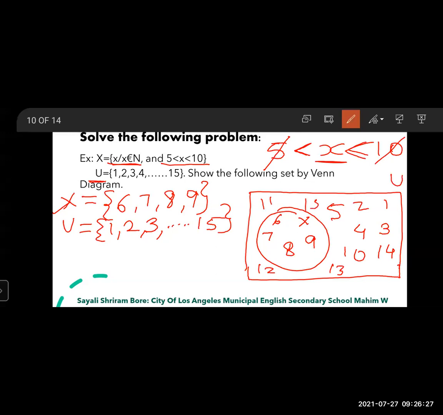Okay. So after drawing the rectangle, first draw the set which is given, and then write the elements. So first X, that is 6, 7, 8, 9, and the leftover elements from the universal set you write down outside the circle. So the Venn diagram you can use for one set or for more than one set. Okay. So I think that with the help of this example, it is clear.